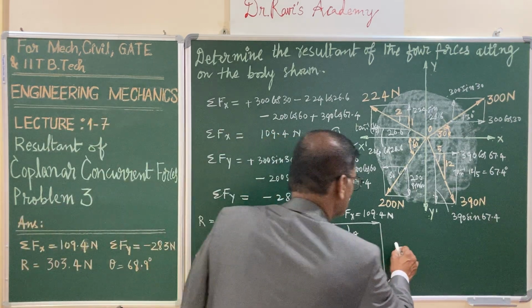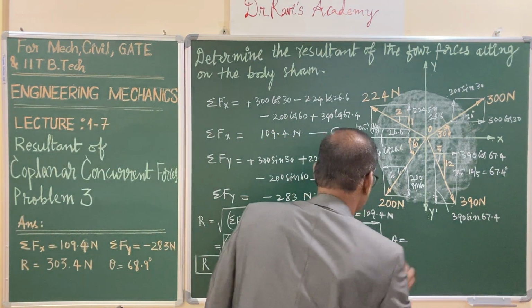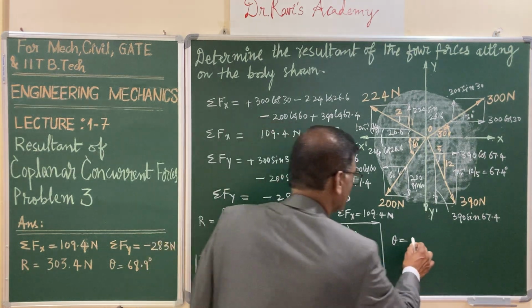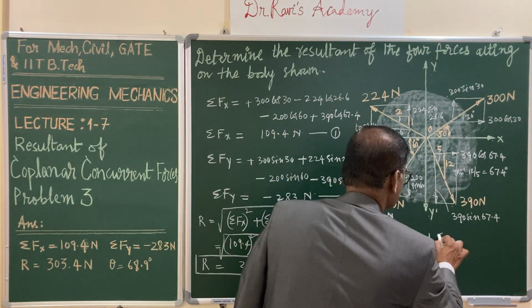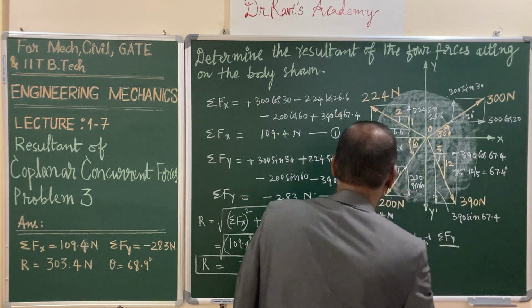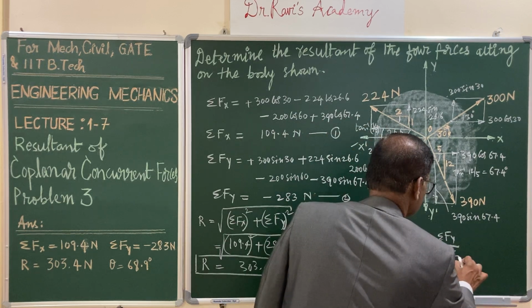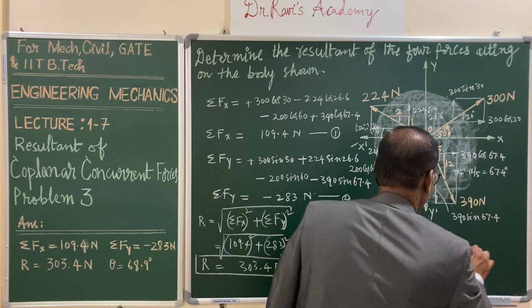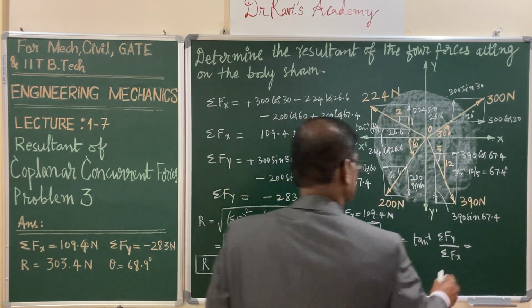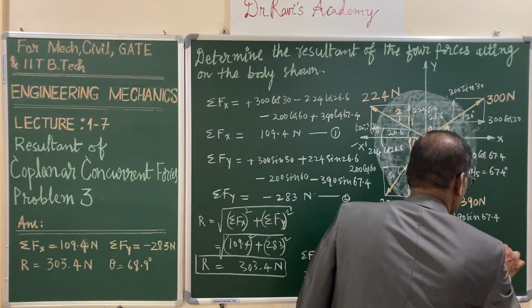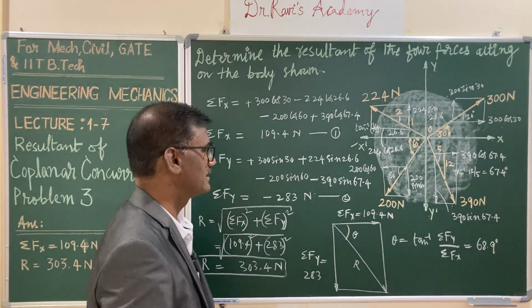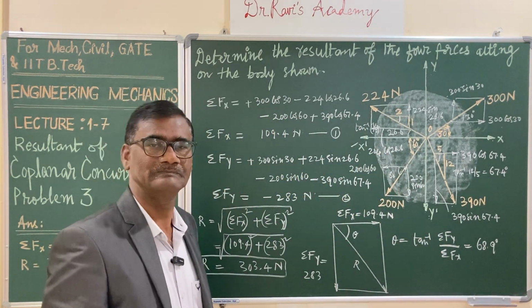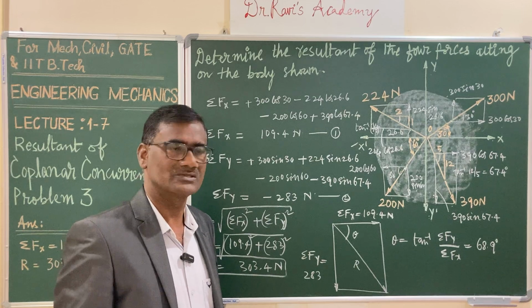So theta value, as you know, theta is equal to tan inverse of opposite side, that is sigma Fy, over adjacent, sigma Fx. So this value you will be getting as 68.9 degrees. The inclination of the resultant with horizontal is 68.9 degrees. I hope you understood this particular problem.